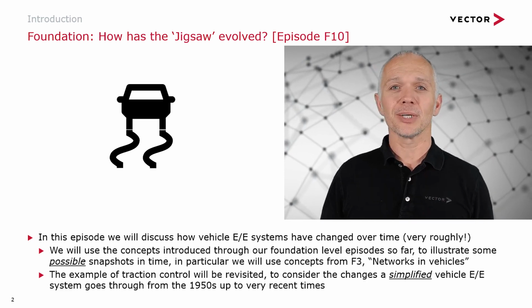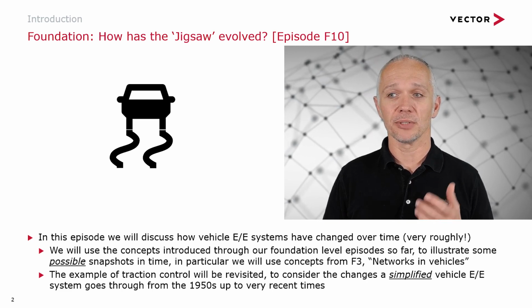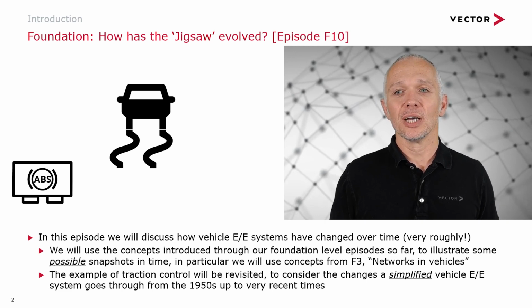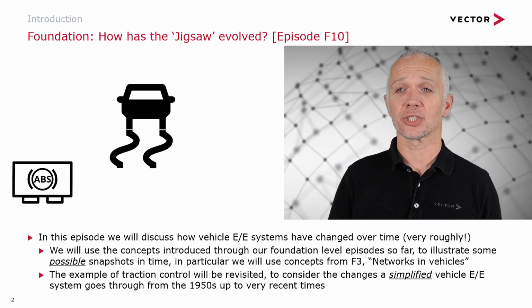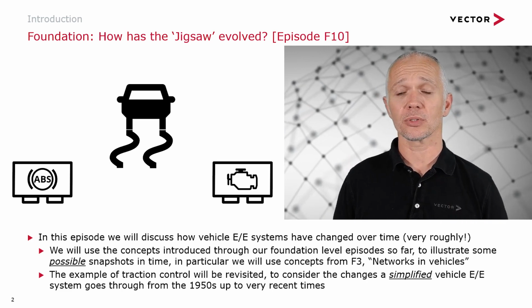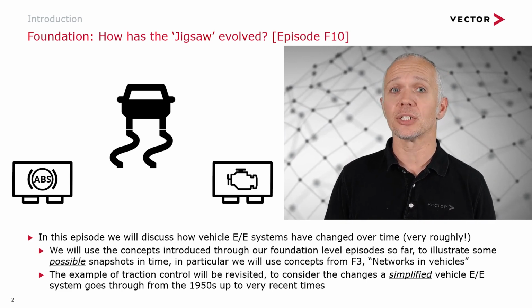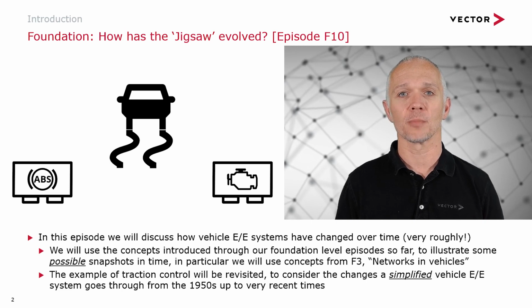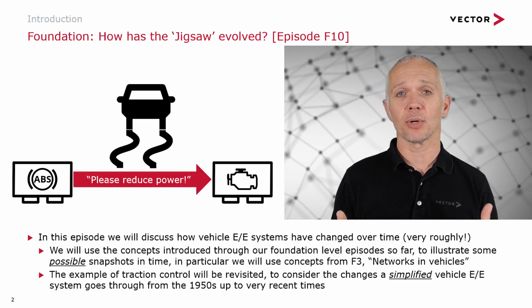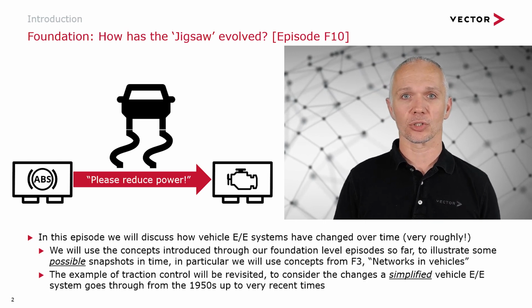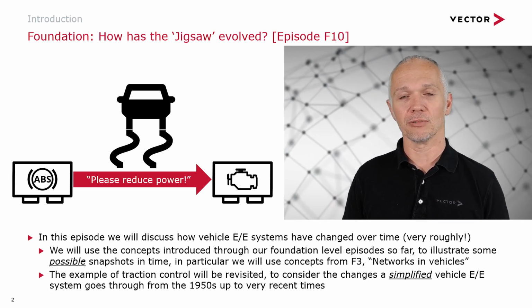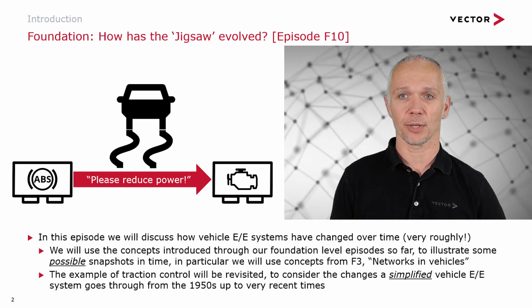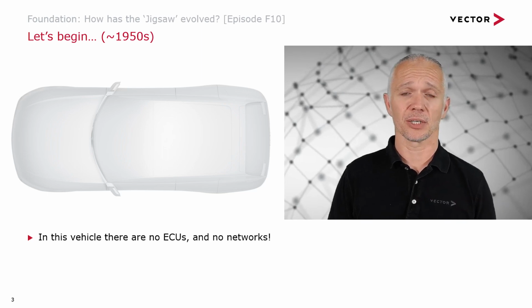So, make sure you're familiar with the concepts we cover in episode F3, Networks in Vehicles, before we move on into today's episode, where we're going to talk about how an ABS functionality is able to detect spinning wheels and let the engine control system, the thing that's providing tractive power to the vehicle, reduce the power and thereby regain traction. And this is our traction control function. We'll think about how this has evolved possibly, and how in a future episode we'll look at how it can evolve even further. So let's begin in the 1950s.